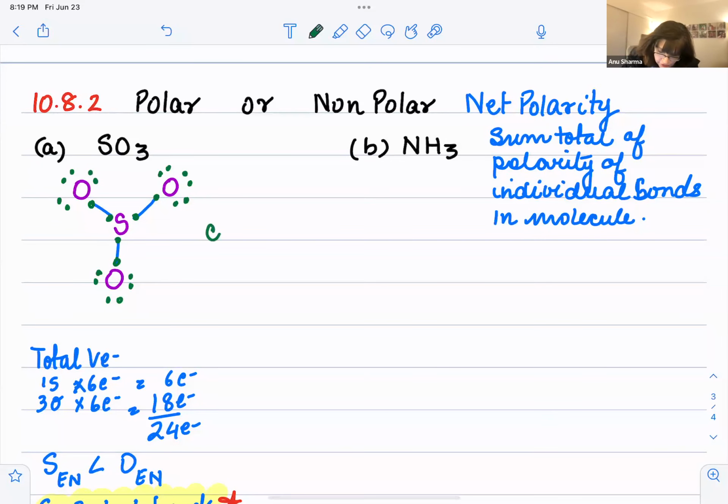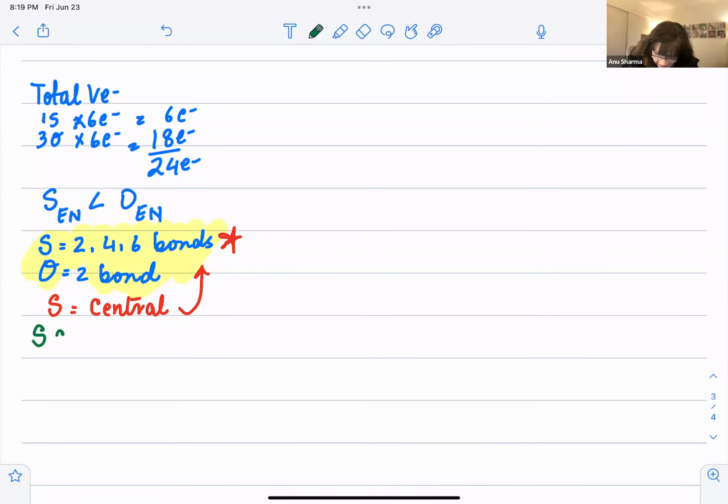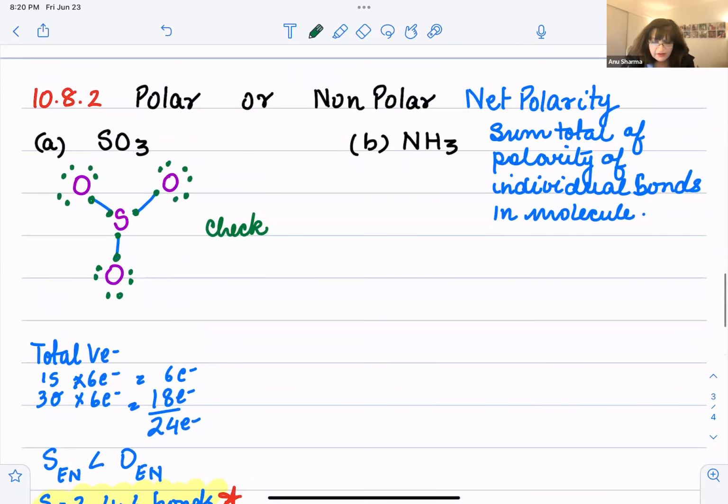When you check, sulfur can defy the octet, so don't depend on the octet for sulfur. But each oxygen's octet is met, each of them has 8 electrons. So let's write this down: the octet of sulfur is not met, but for the oxygen it is met. This is a good thing.